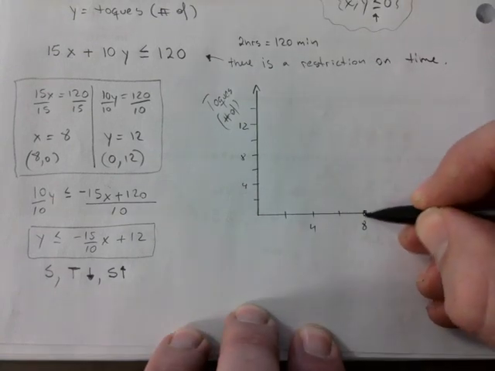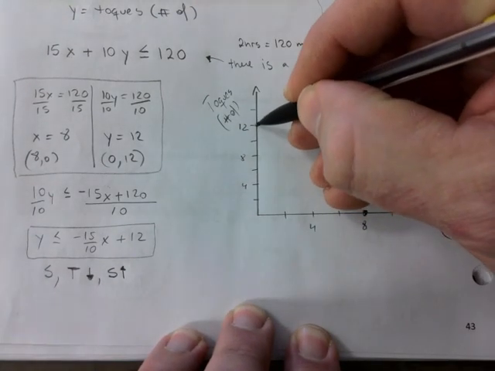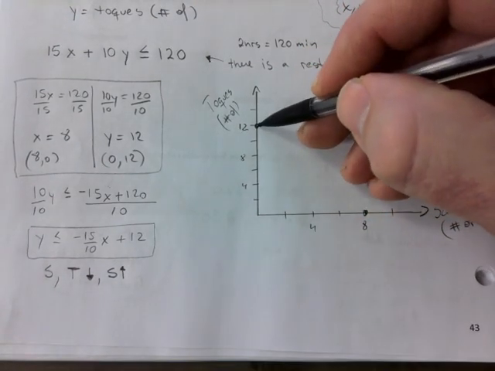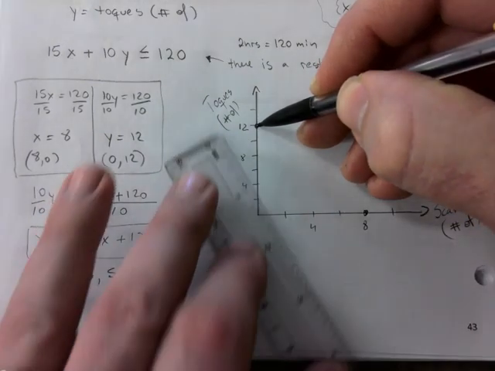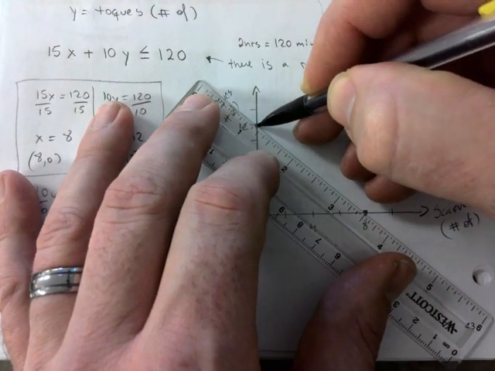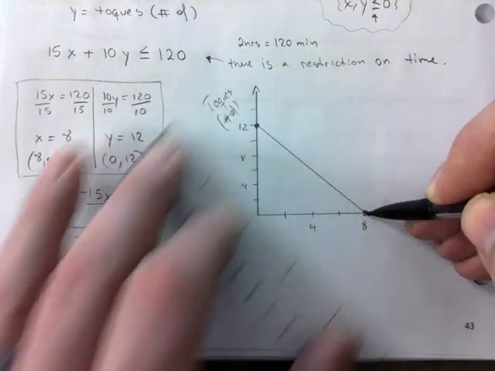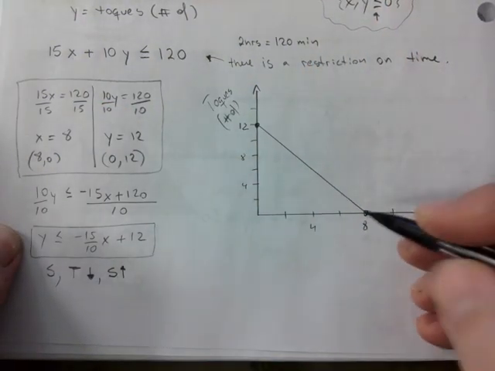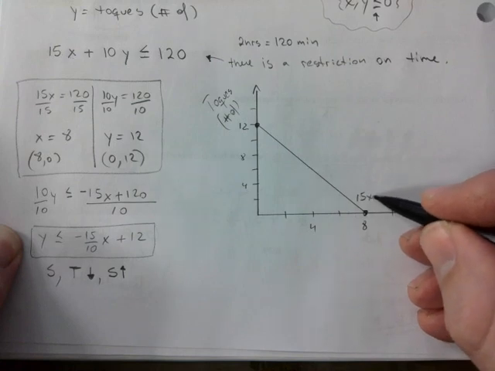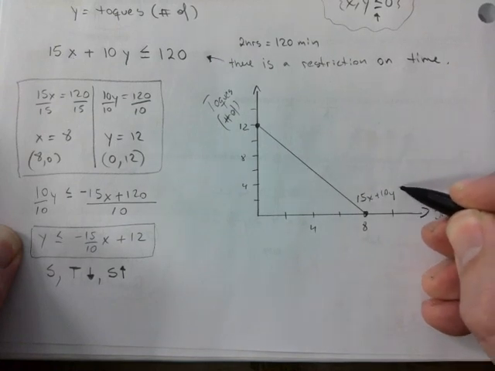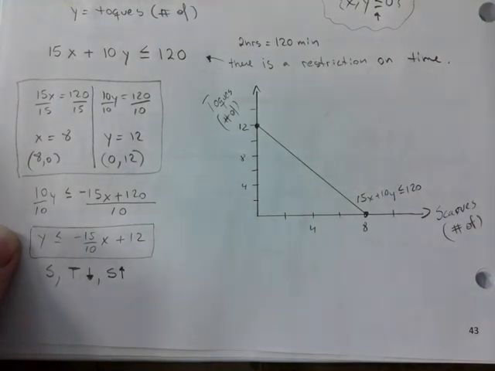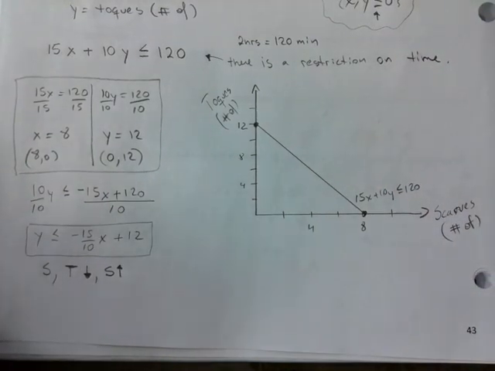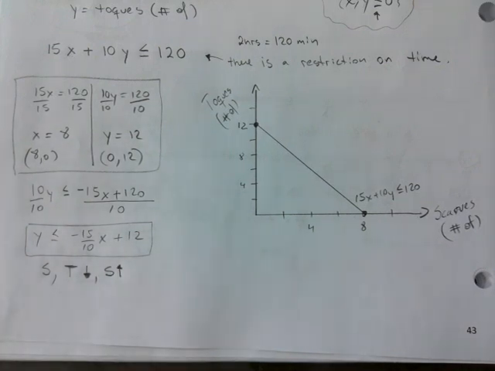So 8, 0 is right here. 0, 12 is right there. And for word problems, there's maybe 1 or 2 questions where you have to worry about the dashed line. Otherwise, just go like this. 15x plus 10y is less than or equal to 120. That's this one. And I'm going to shade above.